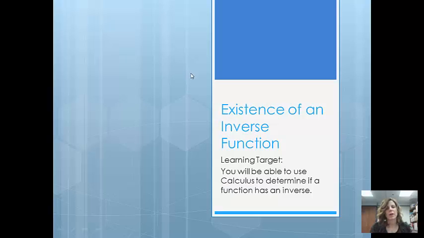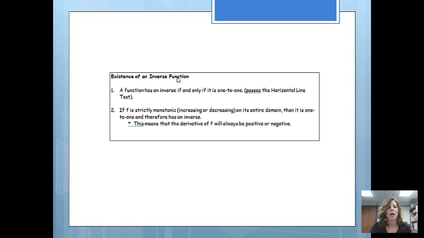Now that you know how to find the inverse of a function, we will be looking at: do all functions have inverses? At the end of this lesson, you'll be able to use calculus to determine if a function has an inverse.